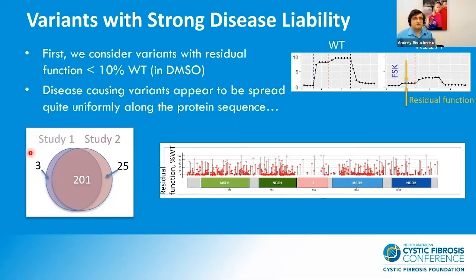So here we select only the variants with residual function less than 10% wild type. Those are located right here at the bottom of the graph below the blue dashed line, if you can see. And there are about 200 such variants in our data. And they're quite consistent between the independently performed studies 1 and 2, as this Venn diagram shows.